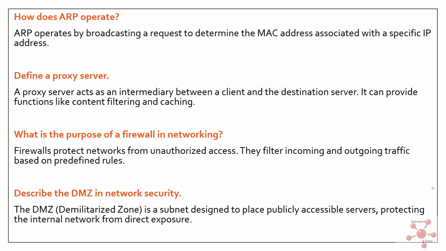How does ARP operate? ARP operates by broadcasting a request. Who has this IP address? The device with that IP responds, "It's me," and shares its MAC address, facilitating communication.